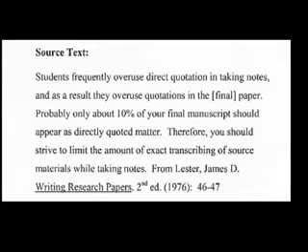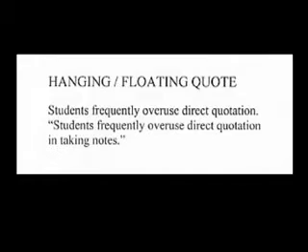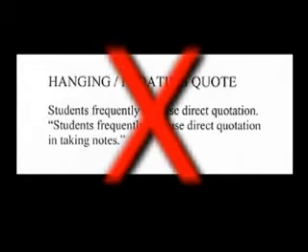So let's have a look at some good and not so good examples of how direct quotes can be worked into your paper. Here's the original source text that needs to be quoted. Here's an example of a hanging or floating quote. The writer simply included a direct quote as its own standalone sentence. These should be avoided because they tend to detract from the flow of the writing. Also, this direct quote is lacking an in-text citation.